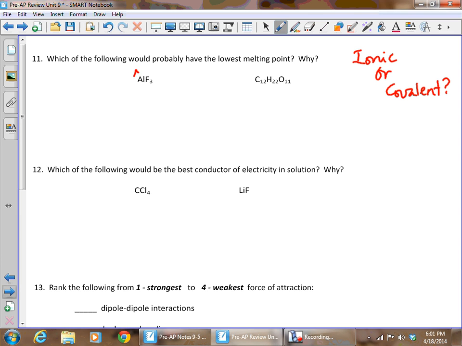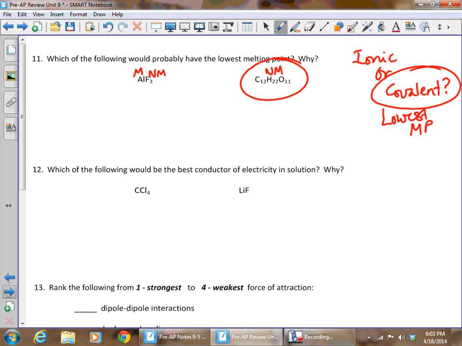So we're going to look at whether these are ionic or covalent. And aluminum is a metal plus a nonmetal. That one's ionic. This one is sucrose, table sugar, and carbon, hydrogen, and oxygen are all nonmetals, so there's our covalent compound. And we just said covalent compounds have the lowest melting point, so that means this is going to be our answer.